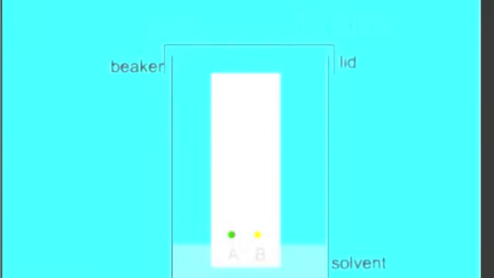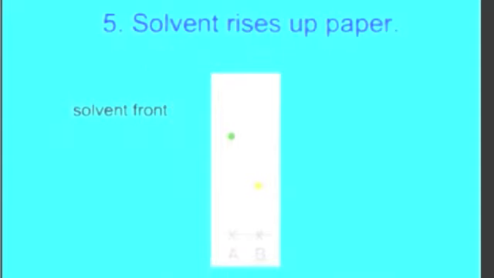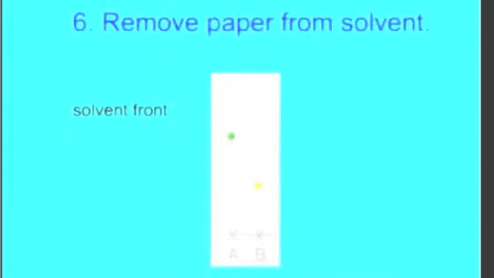Over time, we saw that the solvent traveled up the paper. Our samples also traveled with the solvent. We also noticed that different pigments traveled at different speeds. When the solvent was close to the top of the paper, we took our chromatography paper out of the solvent. We then marked where the solvent traveled to and allowed our samples to dry again.